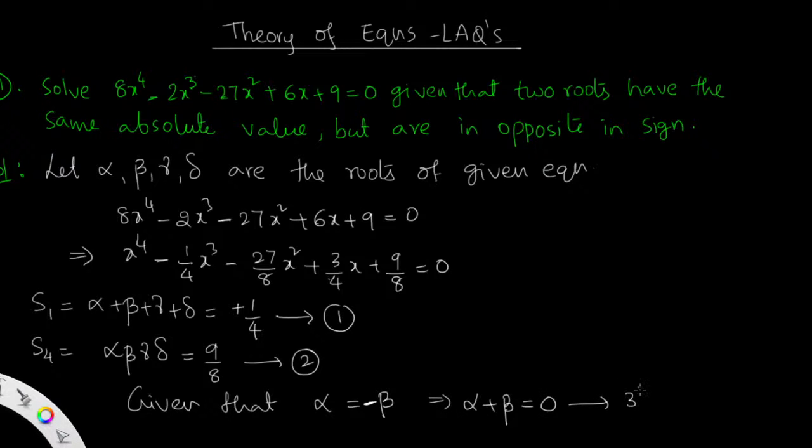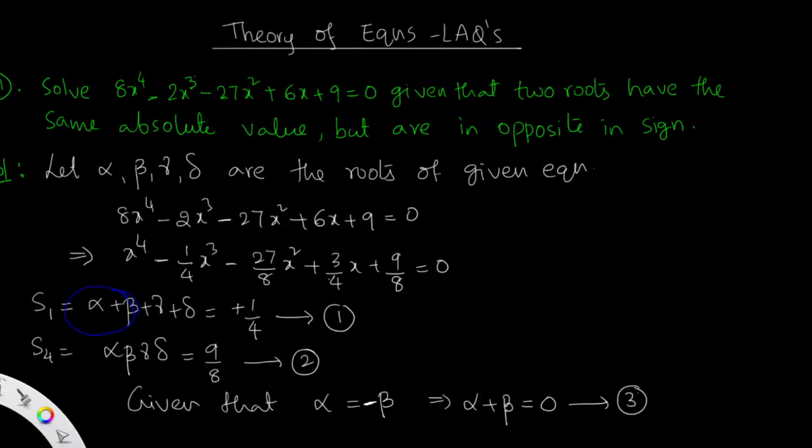Let it be the third one. The relation given is that two roots have the same absolute value but are opposite in sign. Same absolute value means any two roots you take, alpha and beta, but opposite in sign means minus beta. So alpha equal to minus beta, alpha plus beta equal to 0. Substitute this in equation 1, then this value becomes 0, and you get gamma plus delta equal to 1 by 4.